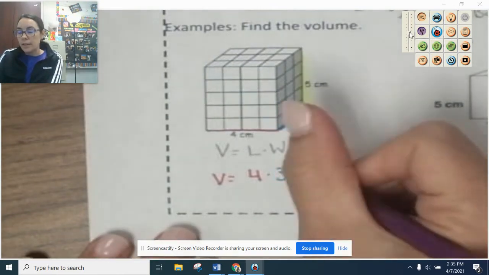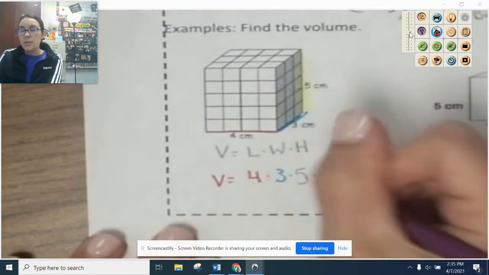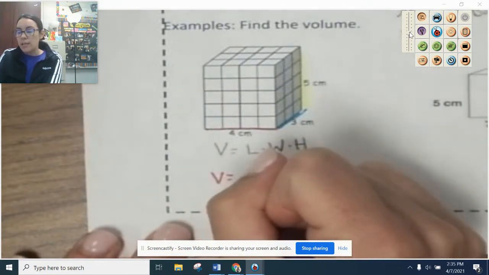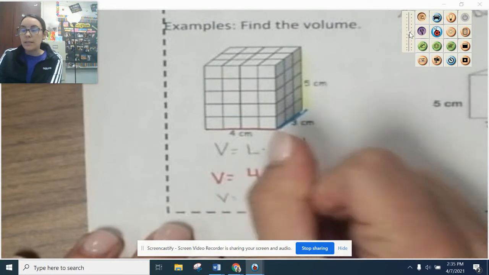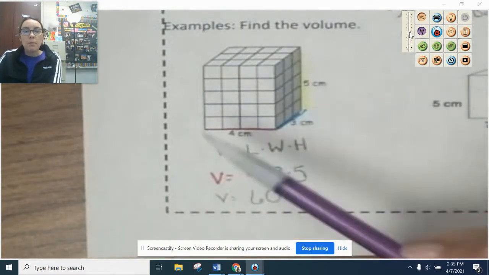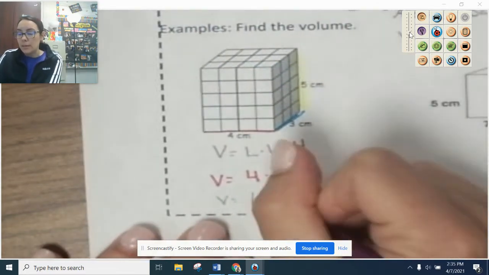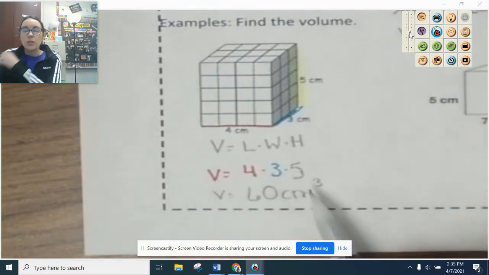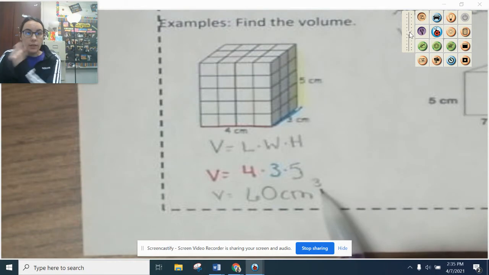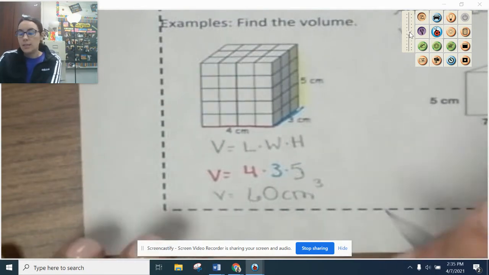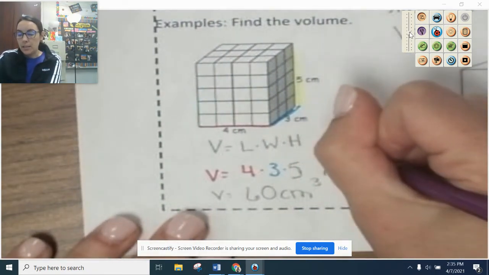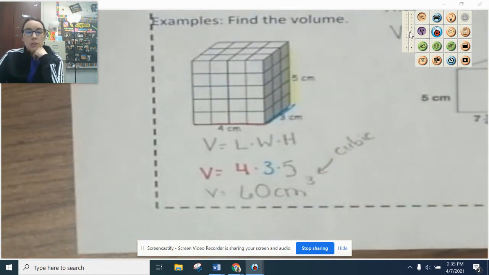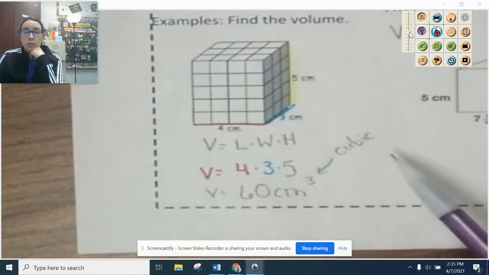Okay, and I am going to let you use calculators on this. So if you used a calculator and put this in, 4 times 3 is 12, times 5 is 60. But remember, when we're doing anything with measurement, we should have our label. So it's centimeters, and cubed is a 3 because these are 3-dimensional, and we're not looking for area, we're looking for volume. So this 3 represents cubic. That's where the word cubic comes from, or 3 centimeters cubed, okay?